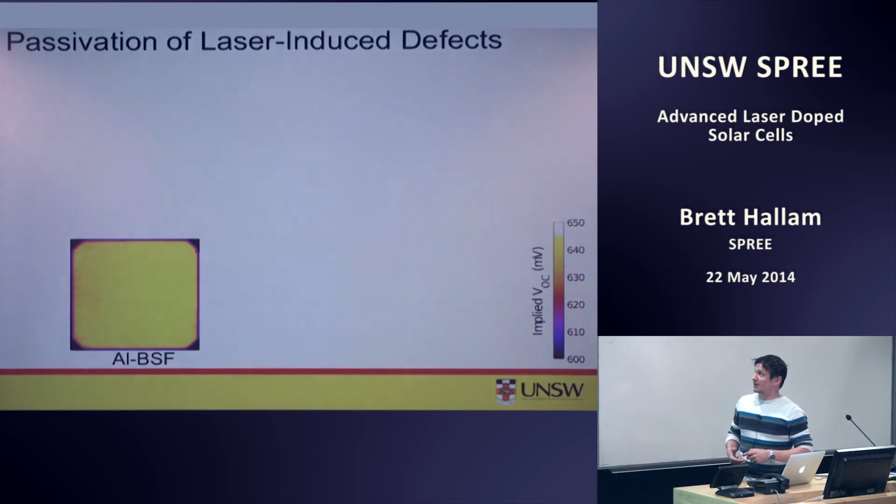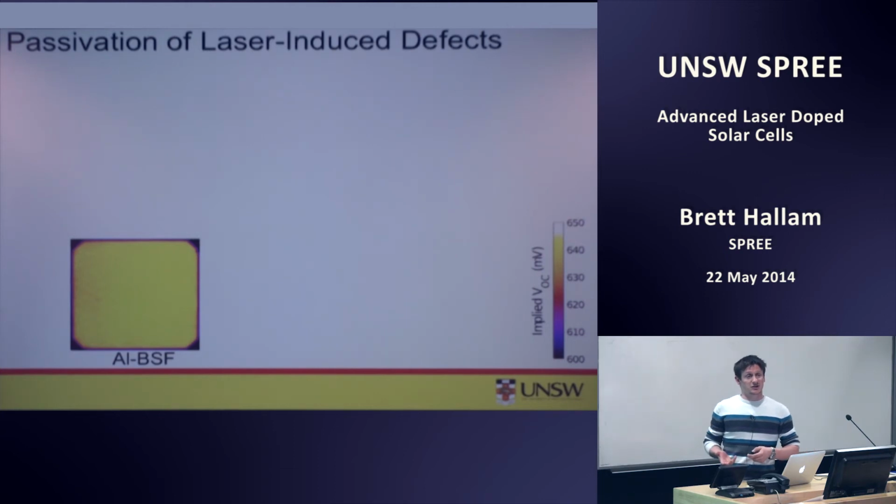So if we look at a conventional laser doped solar cell, a full area aluminium back surface field, we take a PL image. So this has got the rear electrode already formed and silicon nitride on the front surface, and we just have to do the laser doping and the metallization process. So we can see a relatively uniform implied VOC around the 640 millivolt mark.